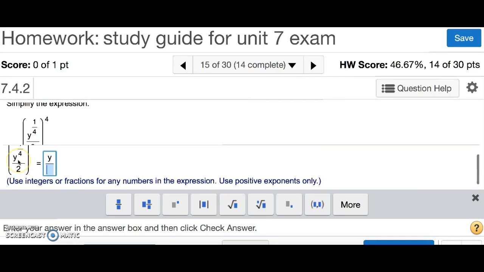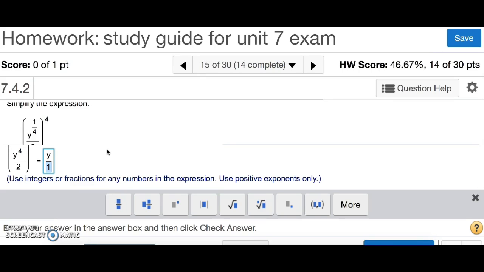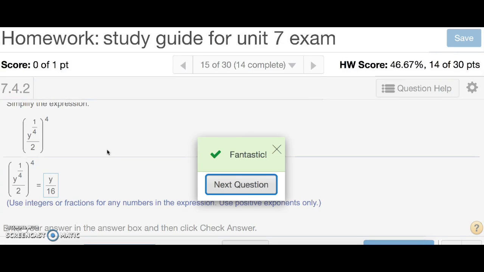At the bottom, we have 2 to the 4th power. So 2 to the 4th power is going to be 16. Because 2 times 2 is 4, times 2 is 8, times 2 is 16. So my answer is going to be y over 16. That's number 15.